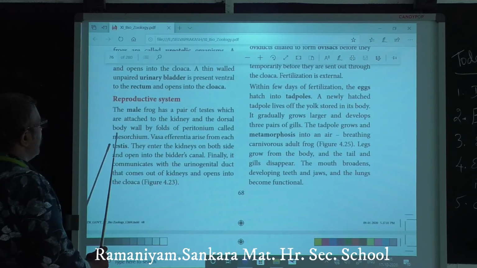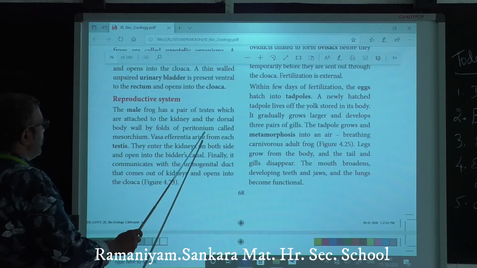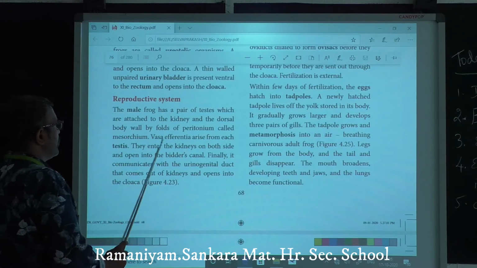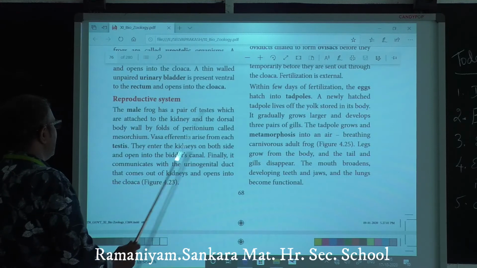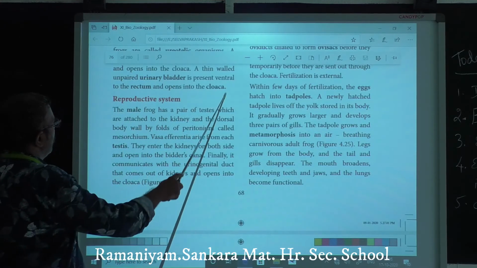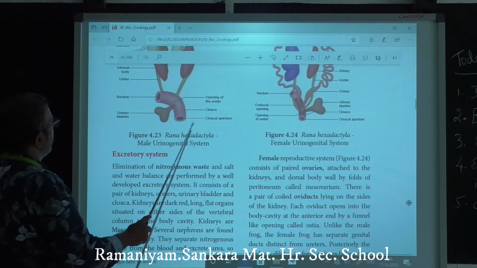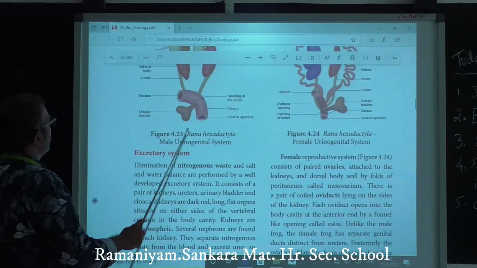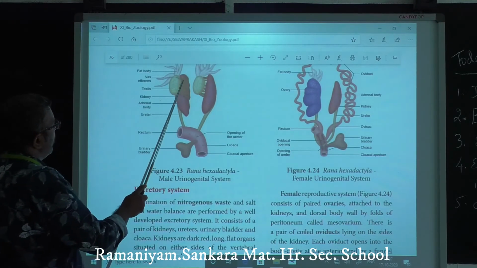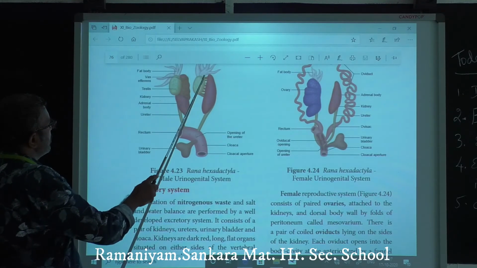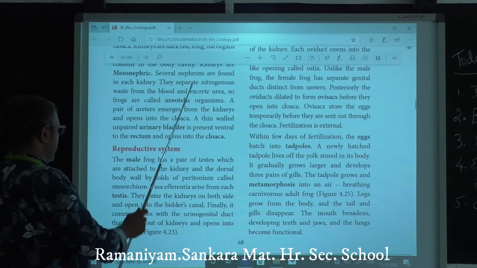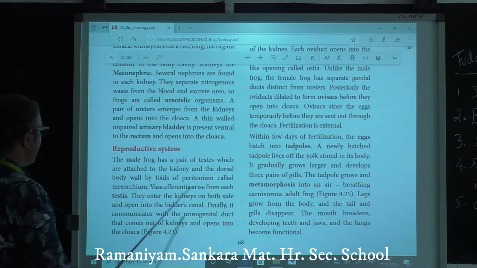Kidney, the dorsal body, the folded peritoneum is called mesorchium. Vasa efferentia arise from each testis. These are the vasa efferentia. Each kidney receives the vasa efferentia, which arise from the testes.